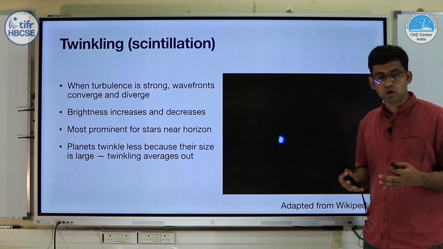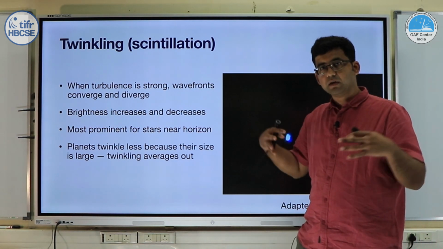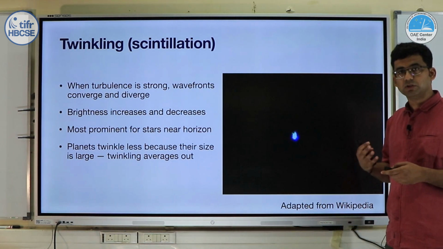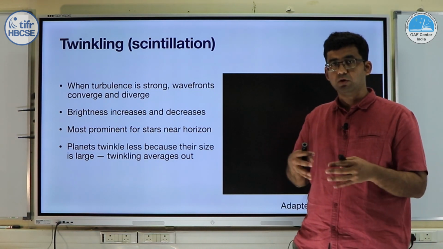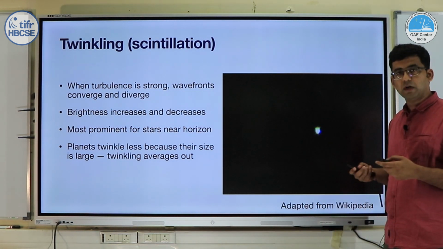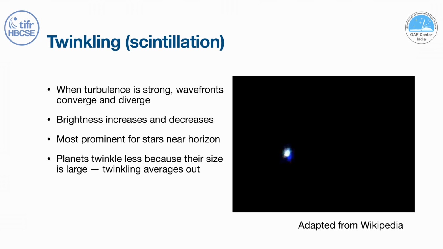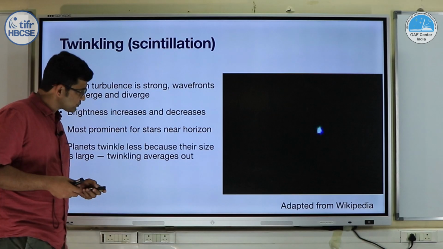When turbulence is really strong, you can have yet another effect. The wavefronts can converge and diverge, causing the brightness to increase and decrease. You have more or less light coming into your telescope aperture, and this is most prominent for stars near the horizon. Here is a small movie of Sirius, the brightest star, going across, observed through a telescope, and you can see that the brightness is rapidly changing as well as the colors are changing. This is of course much less for planets, because planets are larger in size and different parts of the planets will twinkle differently, and the average effect is that the twinkling magnitude reduces.